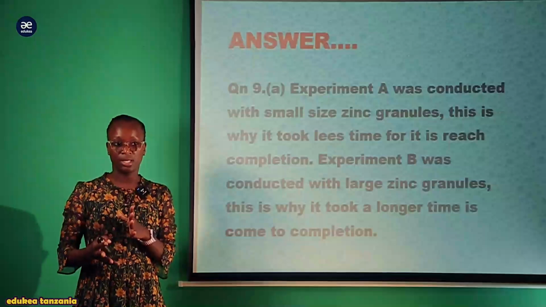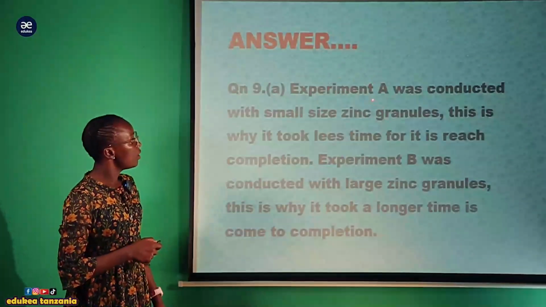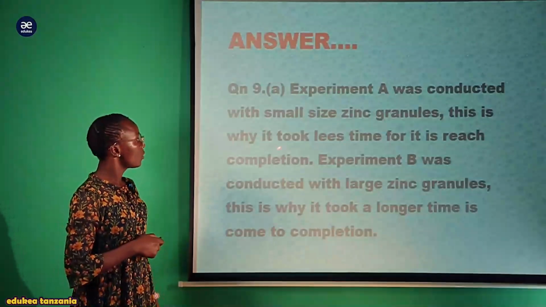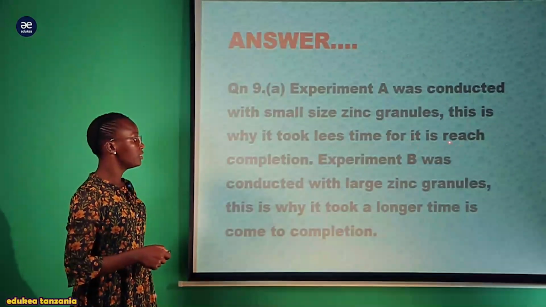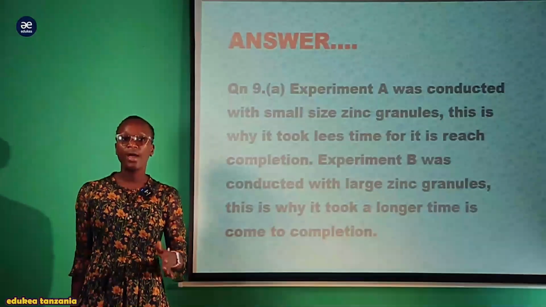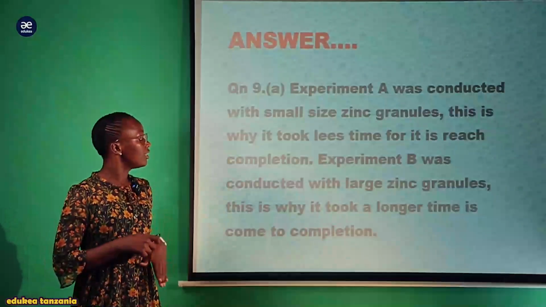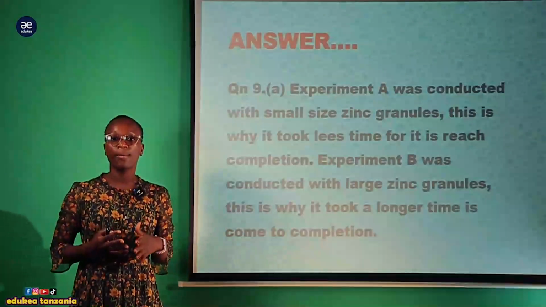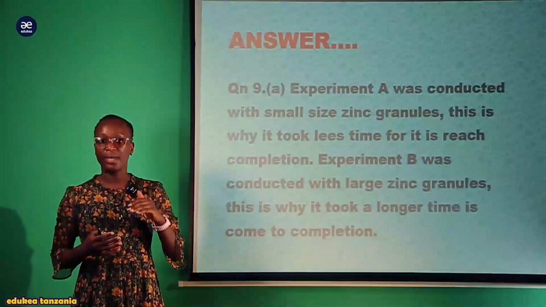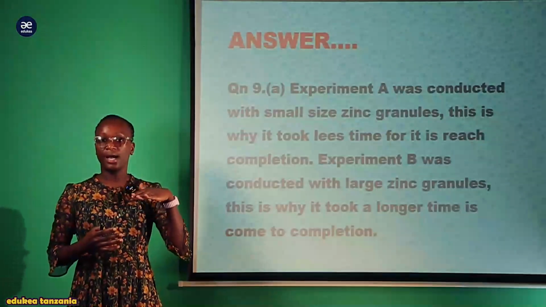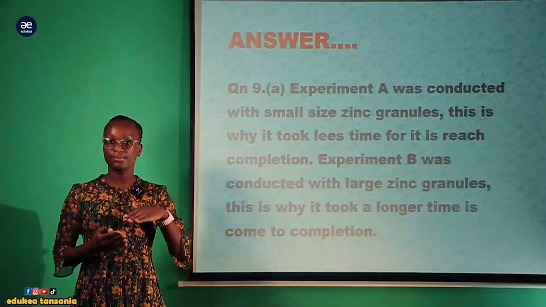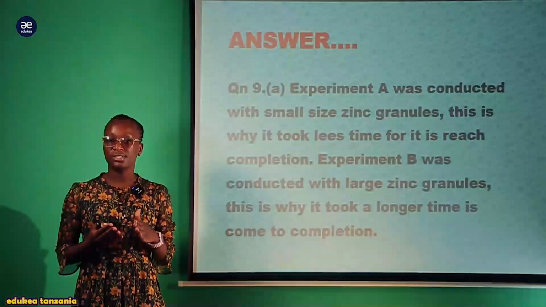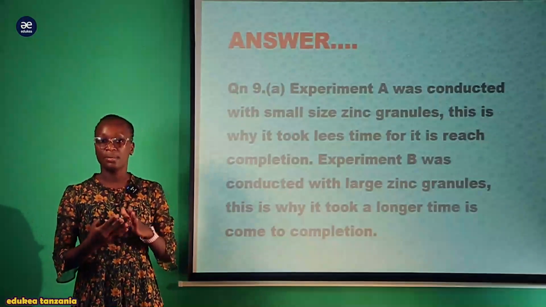A and experiment B. So experiment A was conducted with a small size of zinc granule. This is why it took less time to reach completion. Meaning its completion time was like that. If you look at the diagram, you will see that it bent a little, then became straight, the factors being kept constant. So you will see that its time to accomplish is different from the time of experiment B.